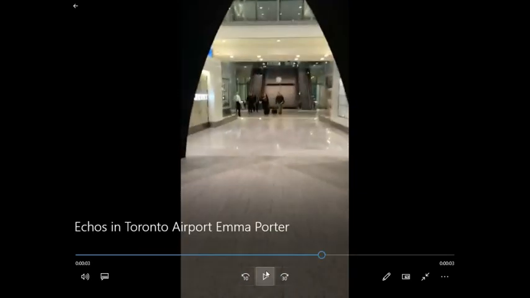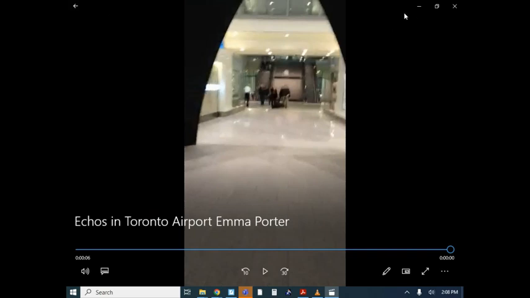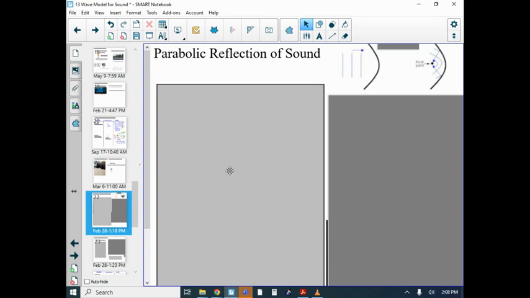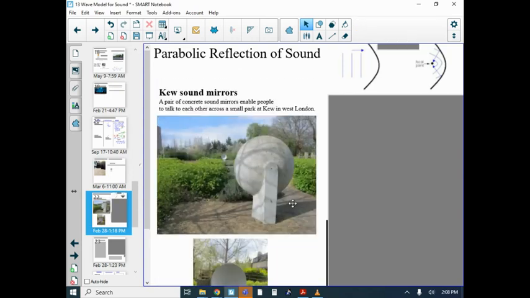So they were just playing around with the frequency, the echoes, trying to clap with the echoes. Physics. And then they were like, physics, and sent it to me. It was kind of funny. And parabolic reflections. So this is a real thing.